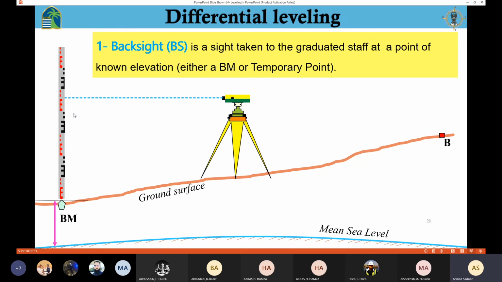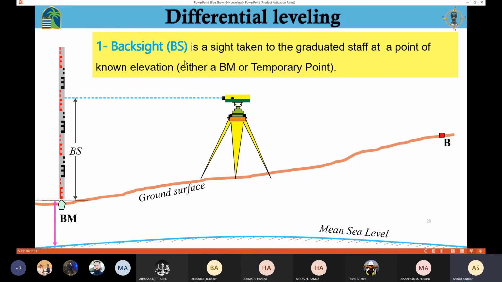We call this reading backside. So why do we call it backside? Because the staff is placed on the benchmark, and the elevation of the benchmark is known. When we place the staff on a point where the elevation is known, we call this backside.